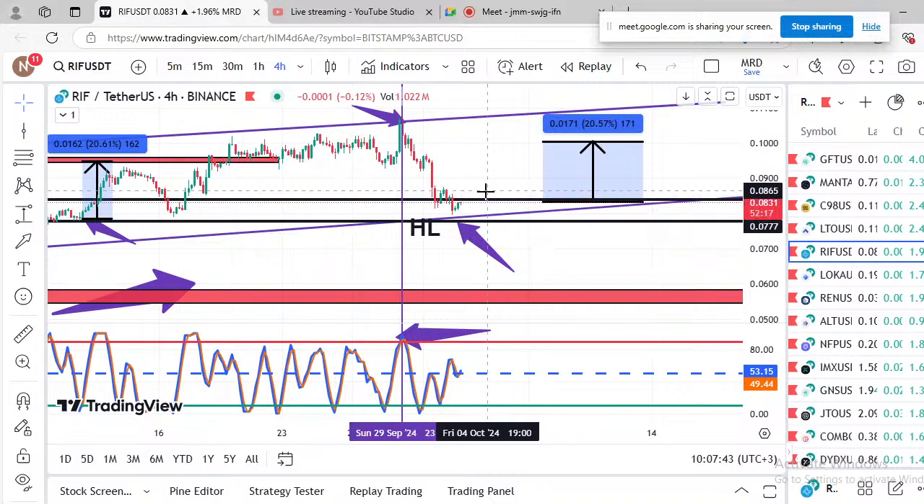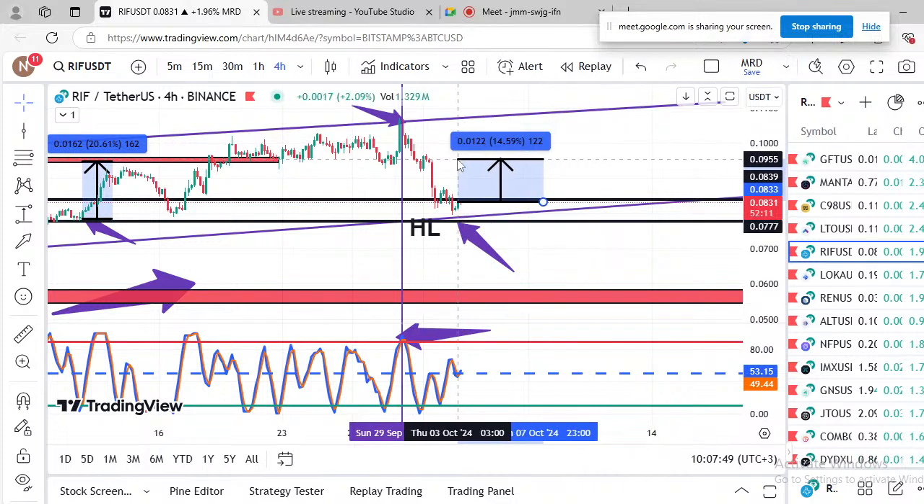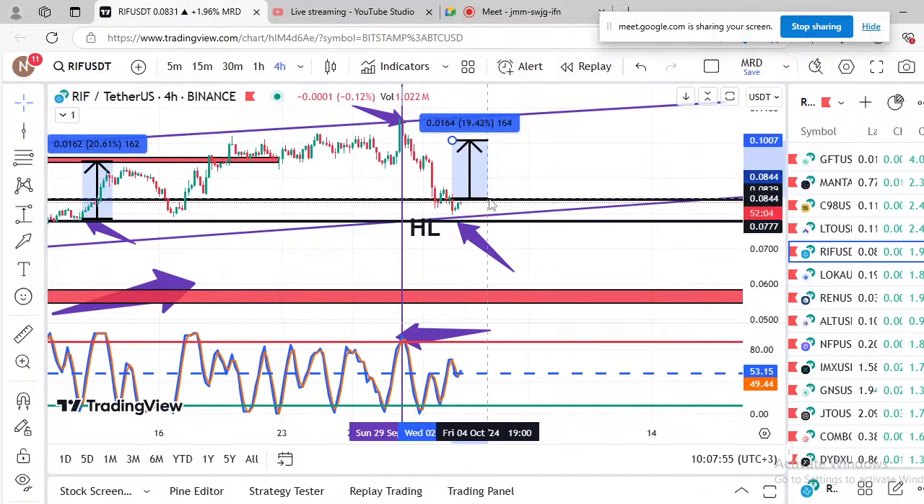Now I've shared with you this coin. Don't blame me if I post it and 120% is done. Don't blame me. I've shared with you, take 20%. It is RIF. That is the name of the coin.